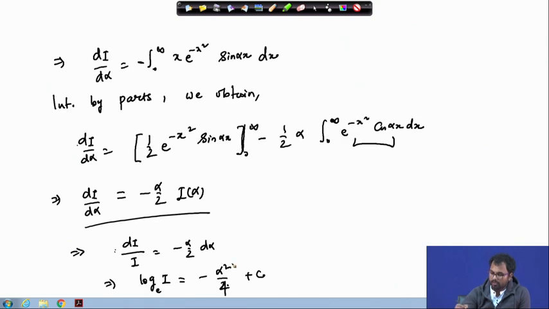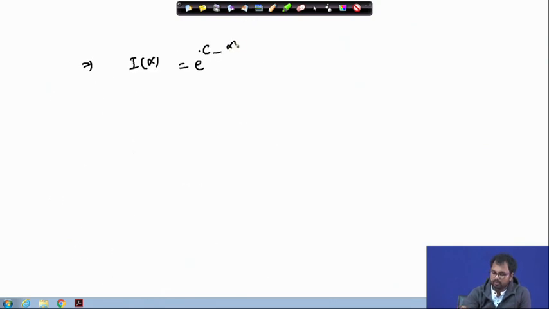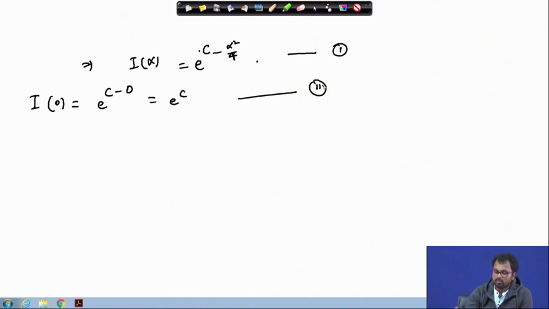Is it plus? No, it's minus alpha square by 4 times this. All right. So now we find out the value of I 0. So when alpha is 0, then this will be e to the power c minus 0. So basically e to the power c. So let us call this equation number 1, this equation number 2.